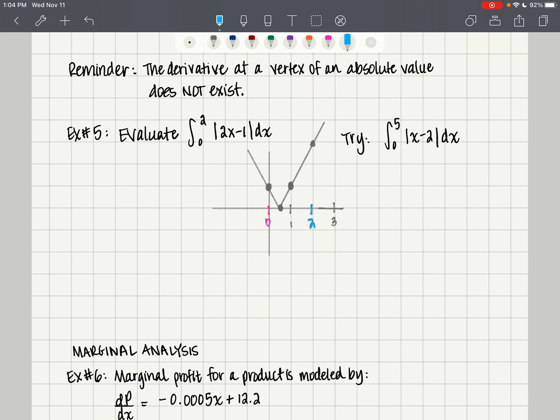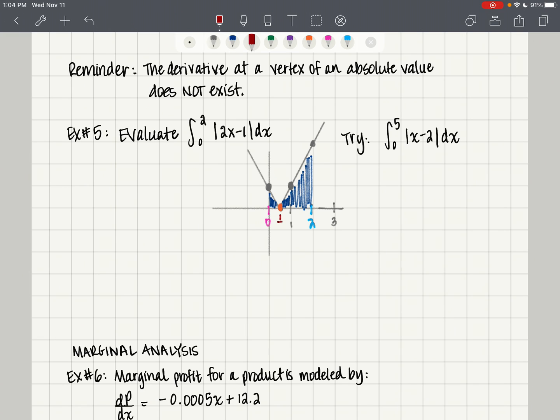And smack dab in the middle of our limits of integration, our lower limit and our upper limit, we have a problem. We can't find the antiderivative if we have a point in between that range of limits from 0 to 2 where the derivative doesn't exist. Therefore, we're going to have to cut this up into 2 parts.